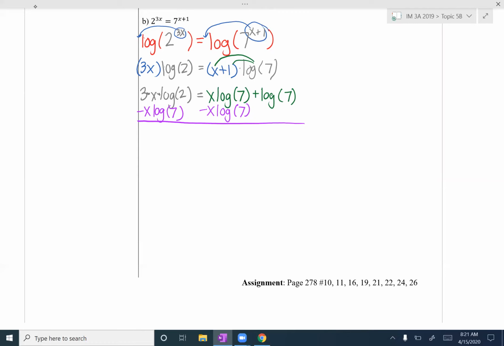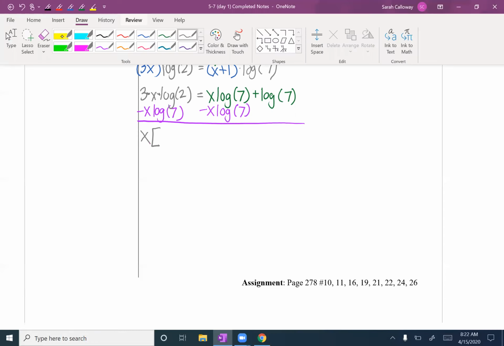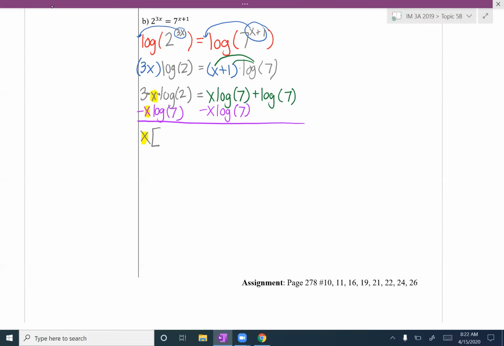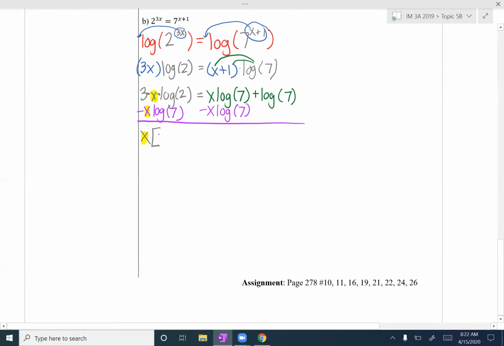And so that's going to give us, remember that we take the x out and we're thinking about these guys as coefficients. So I have x times, and when I write this, I'm really just ignoring the x. So I took the x out. I'm going to write whatever is left that I didn't highlight together. So that means that I have 3 log of 2 minus log of 7. Okay, and then on the right side, I just have log of 7.